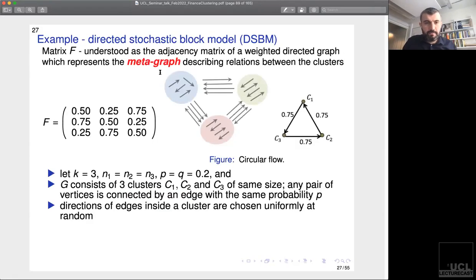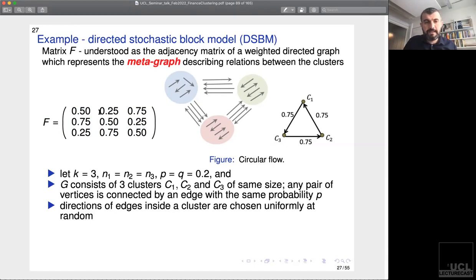Okay, so maybe one quick example I'll give here is that let's suppose that the meta graph is just a cycle on 3 nodes, C1, C2, C3. We have this meta graph adjacency matrix describing the flow of edges. So on the diagonal, we're going to put 0.5 because within the cluster, there's no sort of directional content.